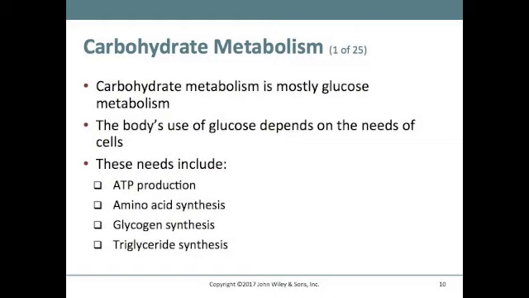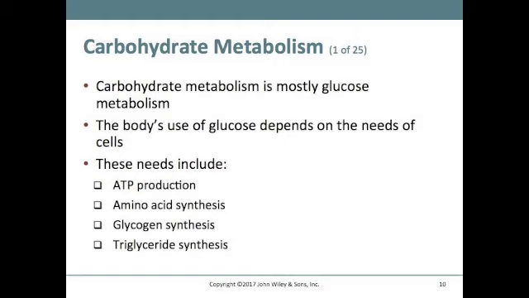Concerning amino acid synthesis, cells throughout the body can use glucose to form several amino acids, which then can be incorporated into proteins. In glycogen synthesis, hepatocytes and muscle fibers can perform glycogenesis, in which hundreds of glucose monomers are combined to form the polysaccharide glycogen. The total storage capacity of glycogen is about 125 grams in the liver and about 375 grams in skeletal muscles.